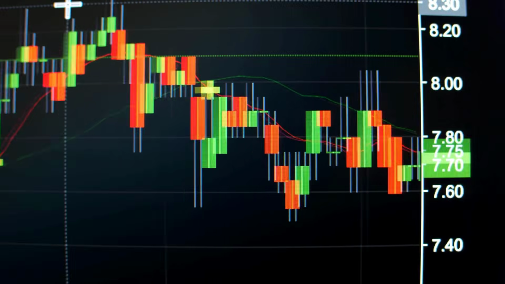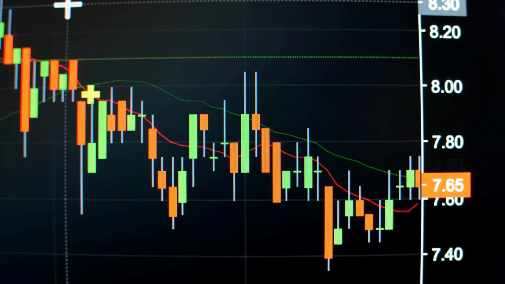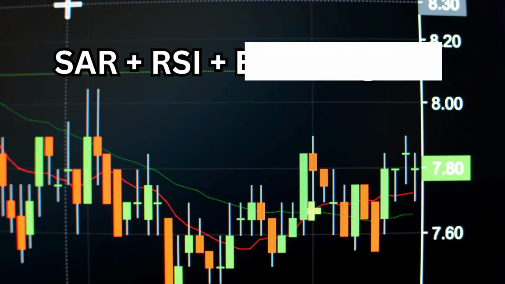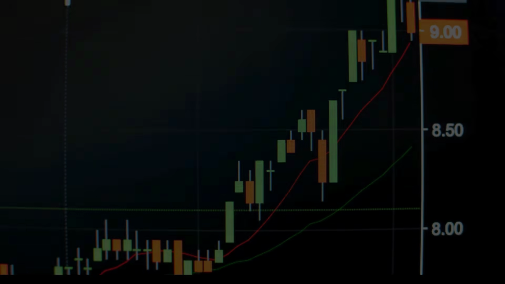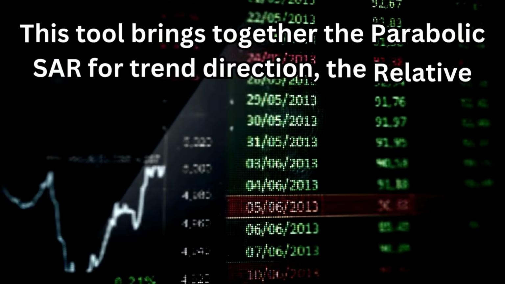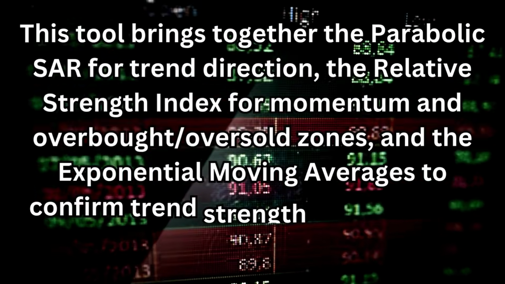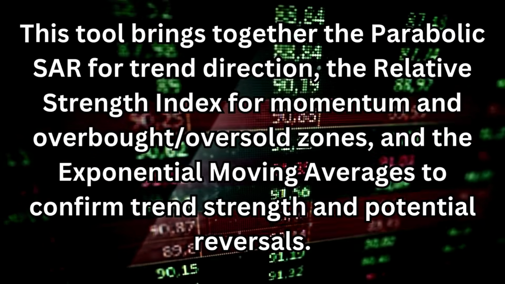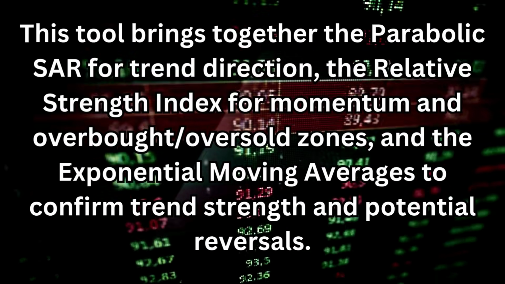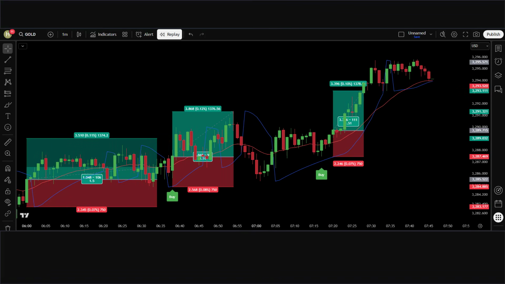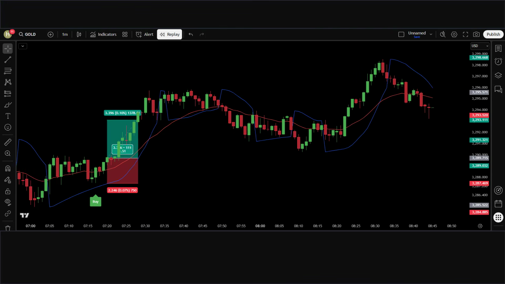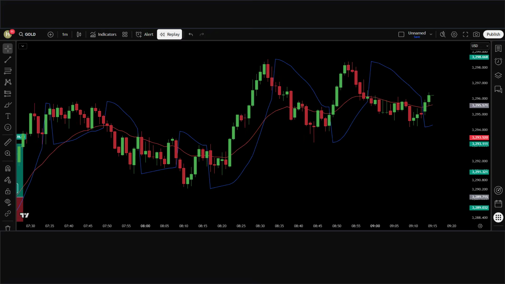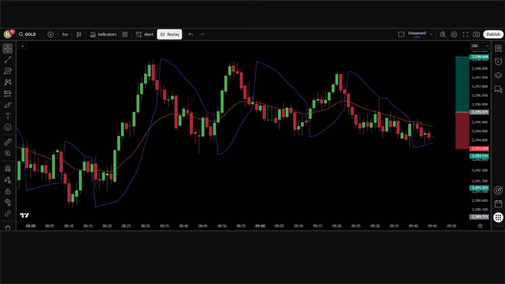Hello everyone. In today's video, we're unlocking the power of a unique combination strategy, SAR plus RSI plus EMA signals, all packed into one TradingView indicator. This tool brings together the parabolic SAR for trend direction, the relative strength index for momentum and overbought/oversold zones, and the exponential moving averages to confirm trend strength and potential reversals. Whether you're a scalper, intraday trader, or swing trader, this indicator is designed to give early entry signals, high probability setups, and clear exits, all while reducing false signals.